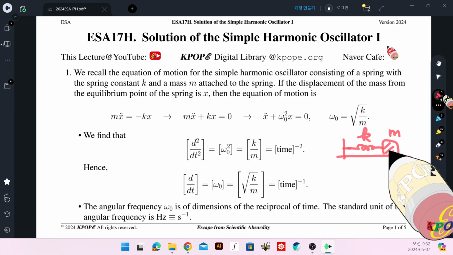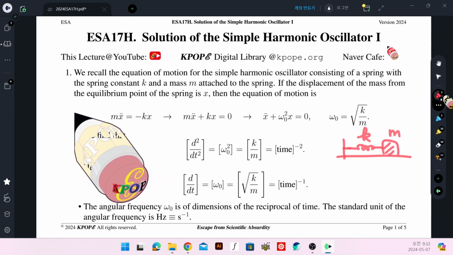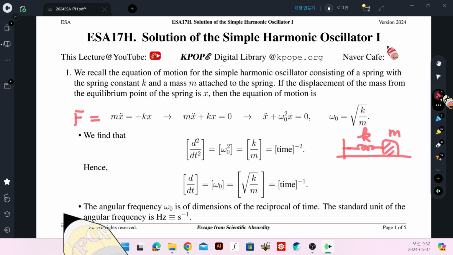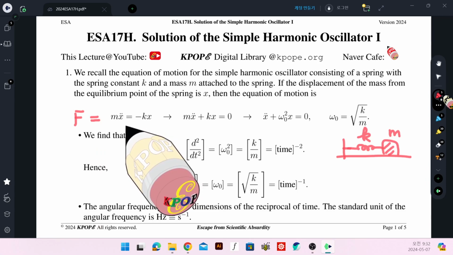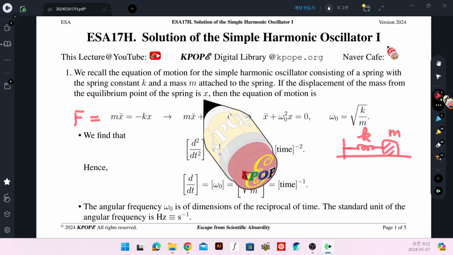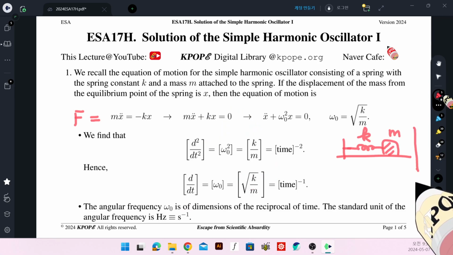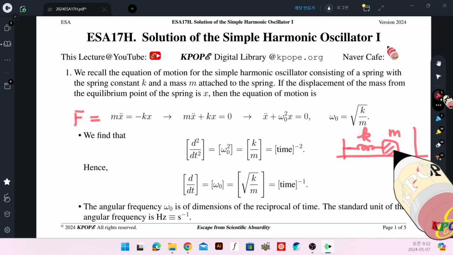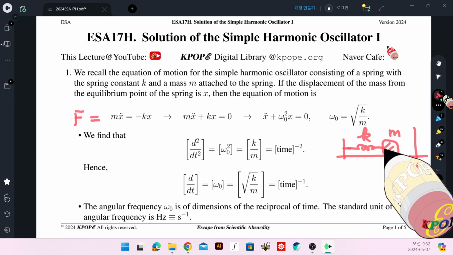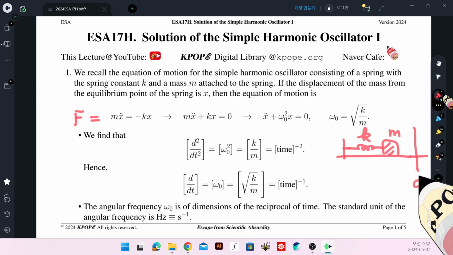The equation of motion is F equals ma. The net force is mass times acceleration, the double time derivative of the displacement x. This displacement x is measured from the equilibrium position 0, which is the position at which the spring does not apply any force to the mass. So the displacement from the equilibrium position is x.